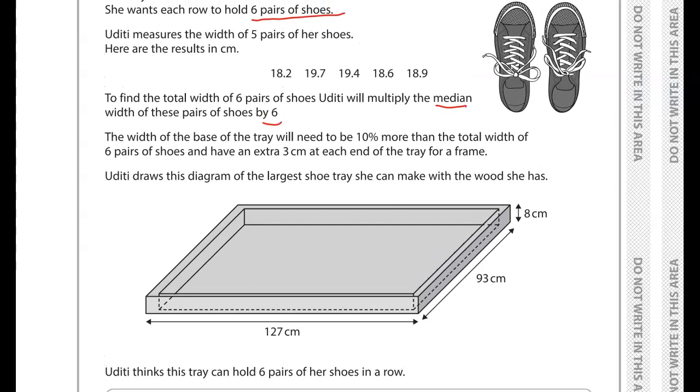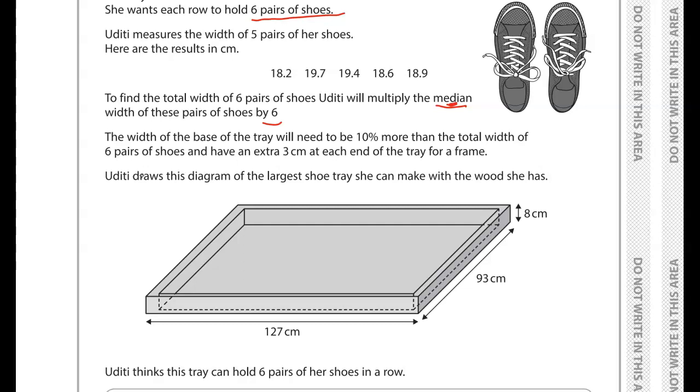So, let's just look at the information we have from the beginning again. She wants the row to hold 6 pairs of shoes, and she's measured the width of 5 pairs of her shoes, and we've got the results. To find the total width of 6 pairs of shoes, Udity will multiply the median width by 6. So we've got to work out the median of the 5 pairs first, and then multiply it by 6. Median is the middle number, so we put them in order and we find the middle number.